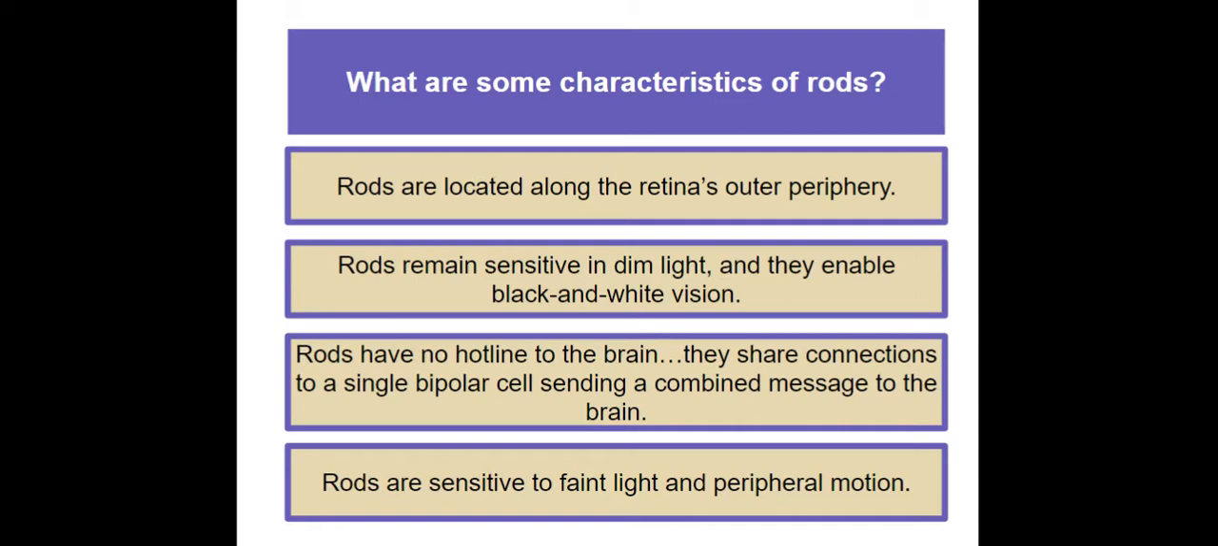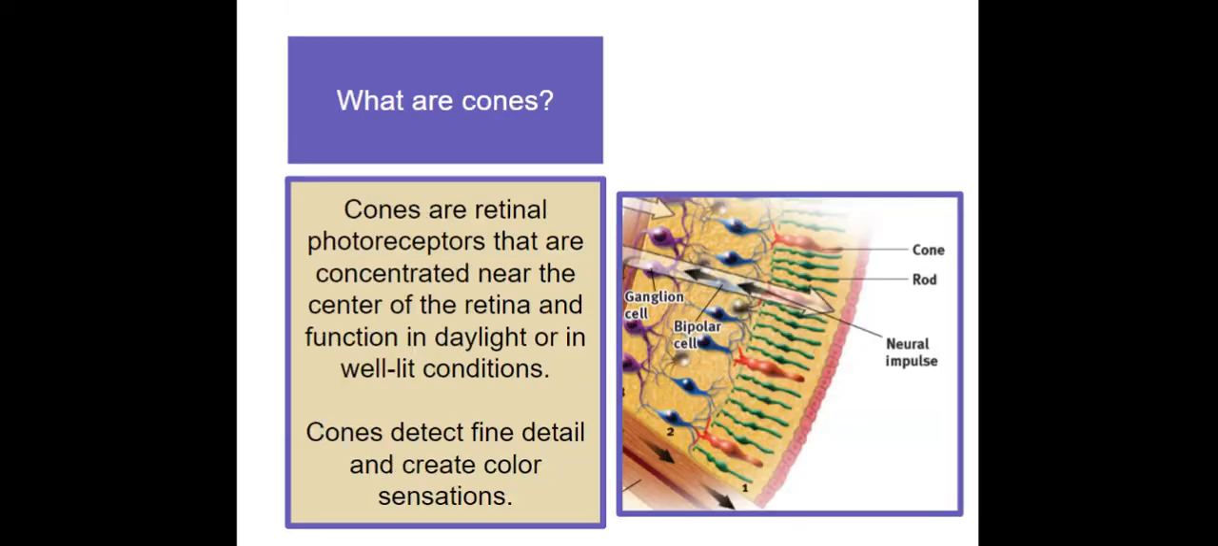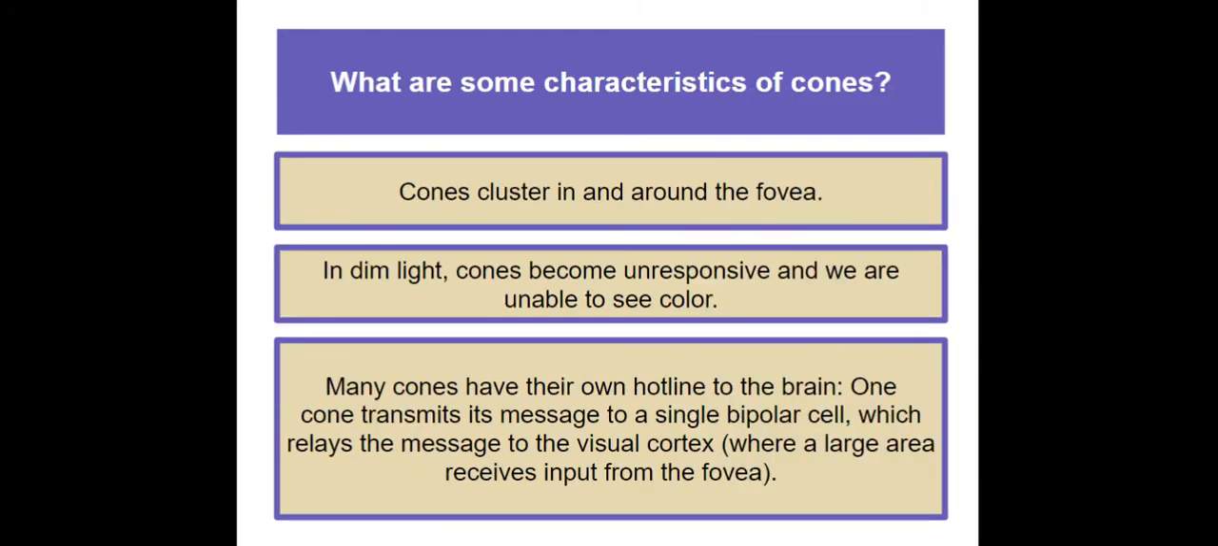Our cones, on the other hand, are going to be photoreceptors, and they are going to be near the center of the retina, and they function very well during the day or in well lit conditions. They're very good at fine detail, and they obviously give us color sensations for those folks that are not colorblind. So cones are clustered in and around the fovea, which makes sense. The fovea is the focal point for a majority of the light coming into our eyeball and hitting the back of our retina.